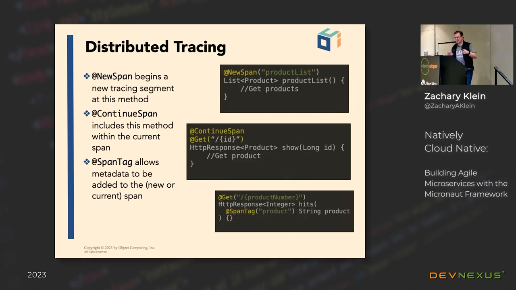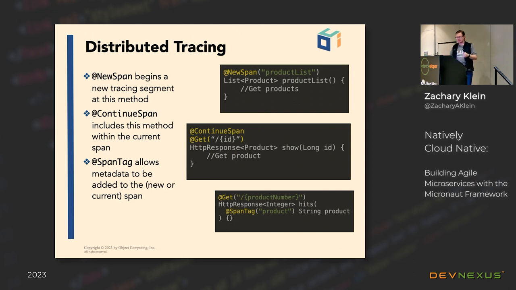So you can annotate a method with new span, and that means that that will show up as a segment in your trace. By default, whenever you make a REST request and you call out to another service, Micronaut, if distributed tracing is turned on, is going to continue that trace across to that next request. And so that request will be a segment. It'll be a span in your trace. But you can make them much more granular, right?